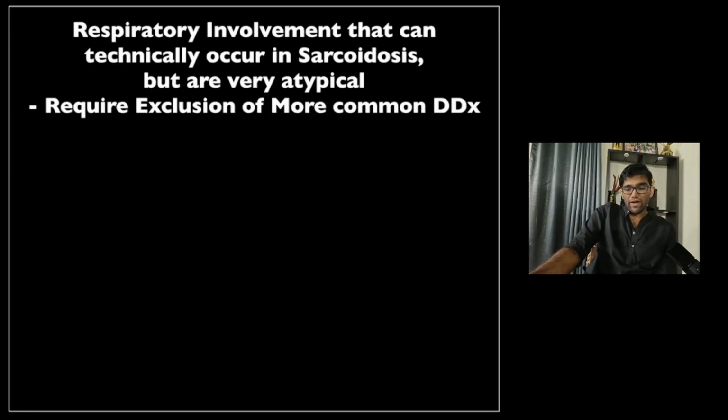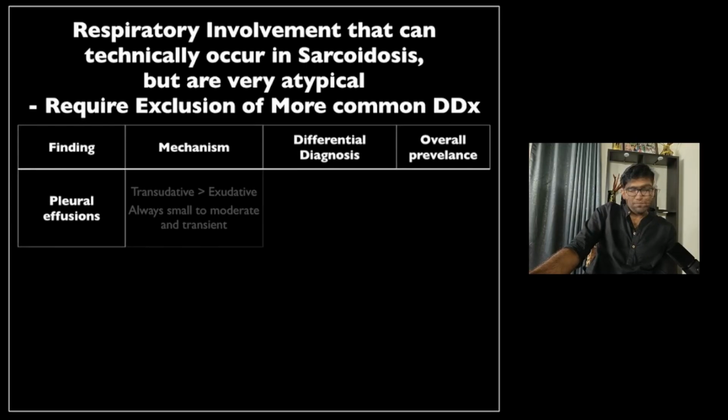Now there are a few findings that can technically occur in sarcoidosis but are atypical for sarcoidosis and therefore require exclusion of more common differential diagnoses, very similar to what we did with GPA. These include pleural effusions. In sarcoidosis, you can get both transudative and exudative effusions, and these are usually small to moderate and always transient. They do not persist.